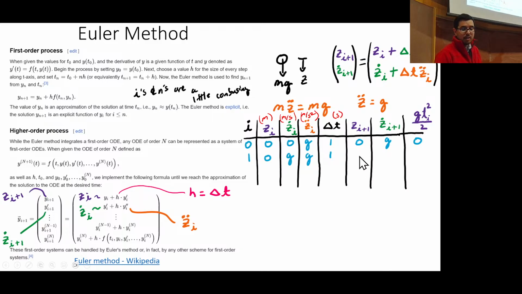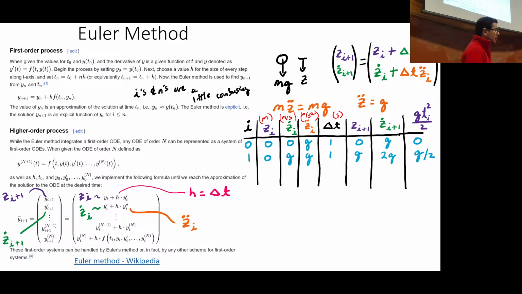And then we can calculate out z i plus 1 and z dot i plus 1, just like this. So z of i plus 1 was going to be taking the z dot i, which is g, times 1, plus the 0 that we had there to get g. And here we had our g, we had our 1, and we had g. That becomes 2g. What is this? This is just g over 2. Okay? So we already realize we're off.